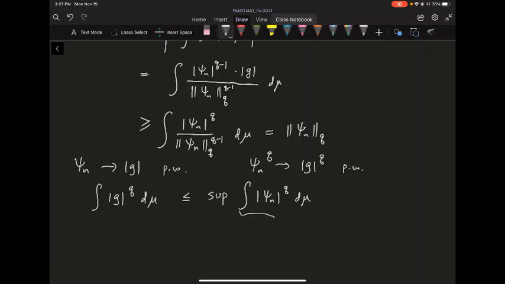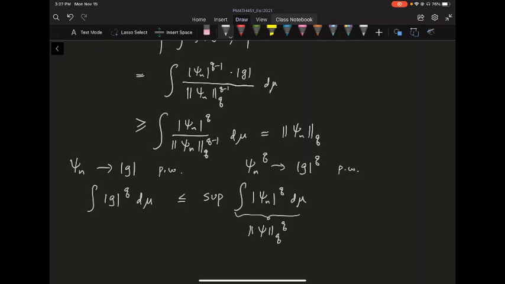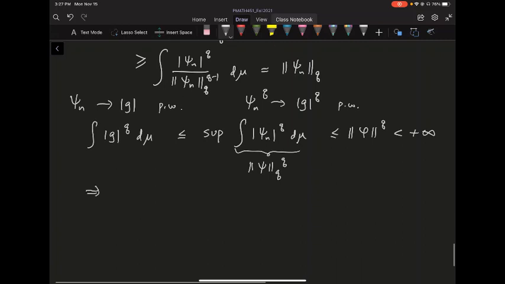And each of these integrals is just equal to the q norm raised to the power q, but each of these is again bounded above by the operator norm of phi raised to the power q. The whole point is this is less than infinity. So this shows that the integral of the absolute value of g raised to the power q is finite, so g by definition is an LQ function. So now we proved g is inside LQ.